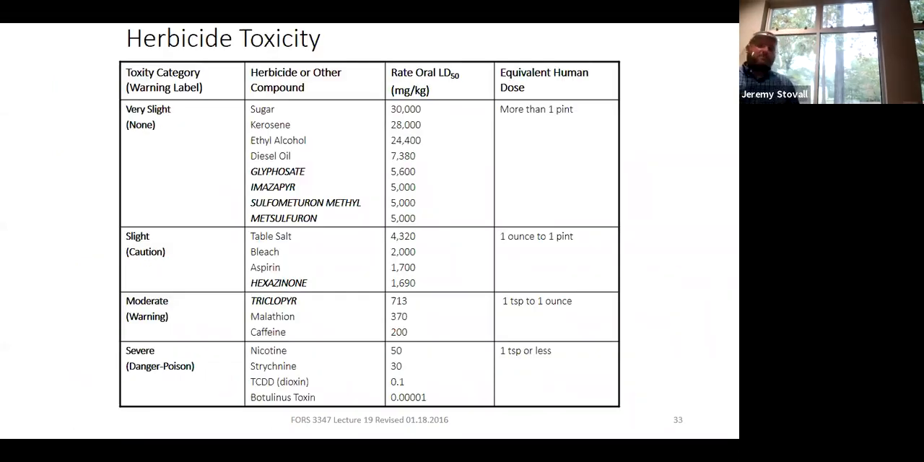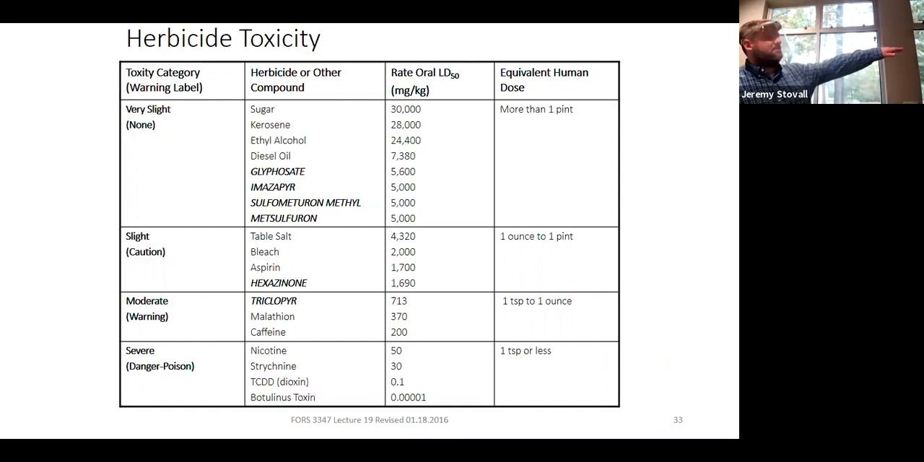Here's how toxic those chemicals are. So again, glyphosate, imazapyr, sulfometuron, and metsulfuron. If you wouldn't do something with diesel oil, don't do it with those chemicals, okay, from a safety standpoint. Hexazinone is up there with aspirin and bleach, and triclopyr is up there with malathion and caffeine. Remember, any chemical is toxic to us at the right dosage. If you drink too much water, you can kill yourself. Literally any chemical can be toxic at too high a dose.